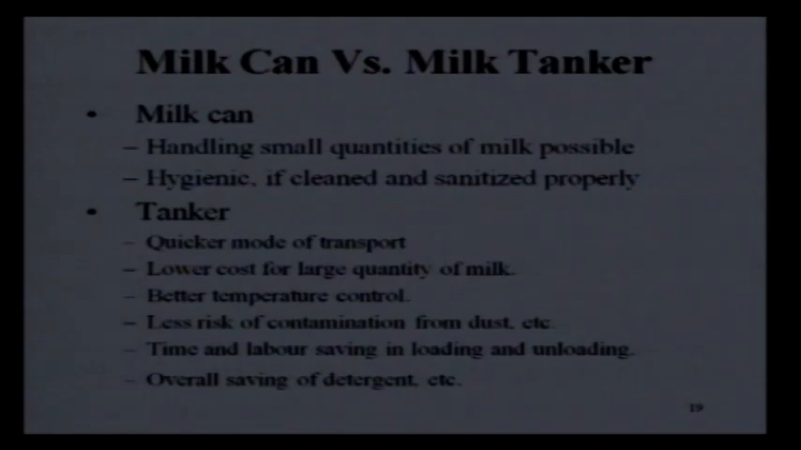Now the tanker, it is the quicker mode of transportation, the lower cost for large quantity of milk, we can have the better temperature control, then the less risk of contamination from dust. There is a saving of time and labor in loading and unloading, then overall saving of detergent also. So these are some of the advantages with the tanker. That's why in a system the collection of milk is such a way that we can use the tanker because of the certain advantages which are associated with this. So this was the first unit we have covered.